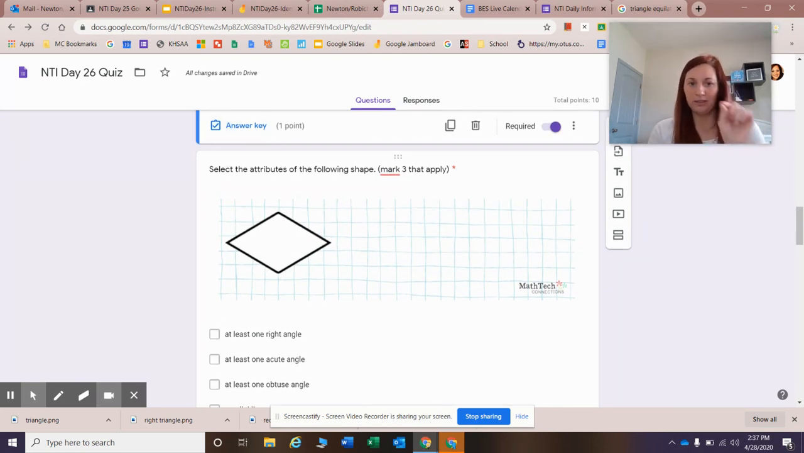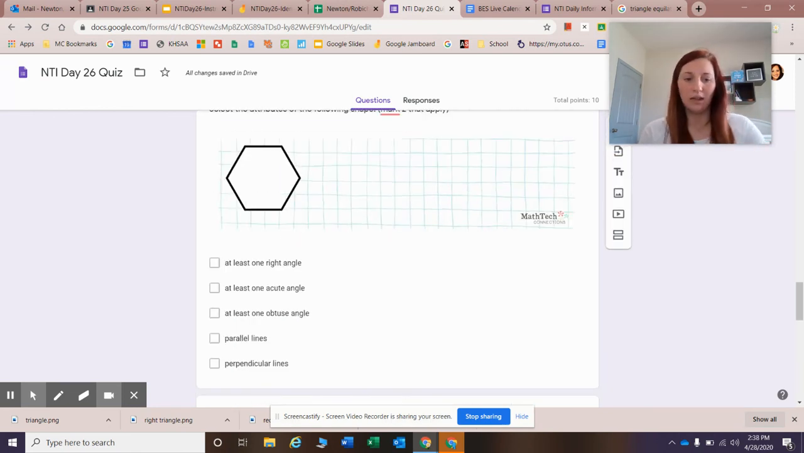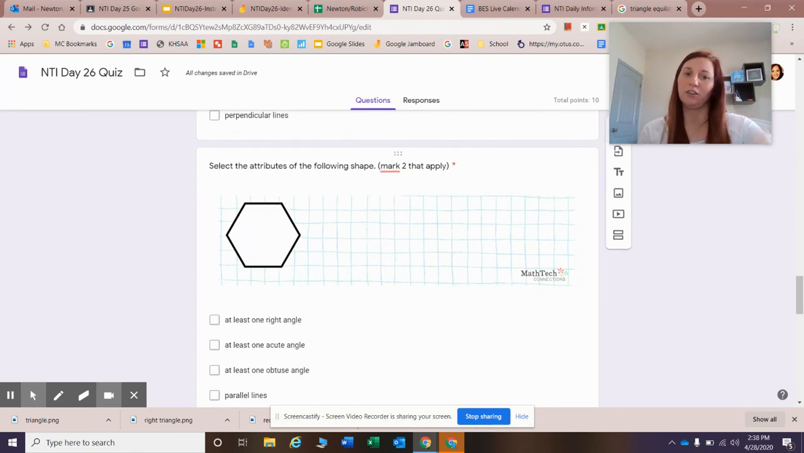Remember, in the parentheses, it'll say mark 3 that apply. So there's no reason when I go through your quiz that you only mark 2 on this question. Read the question all the way through. It tells you how many attributes that this exact shape would have.